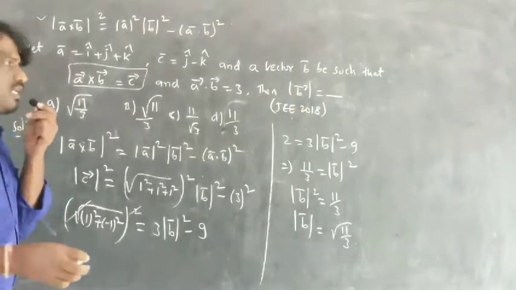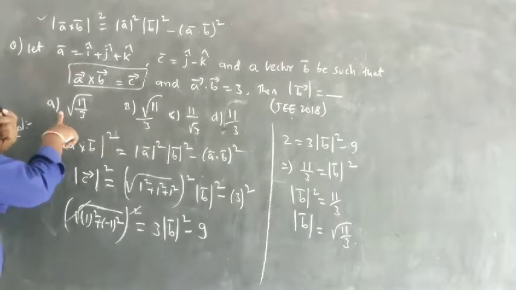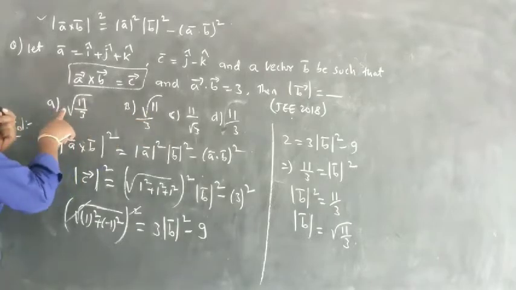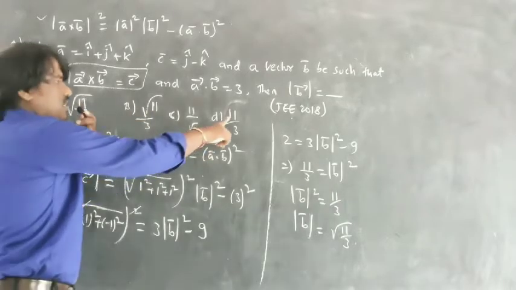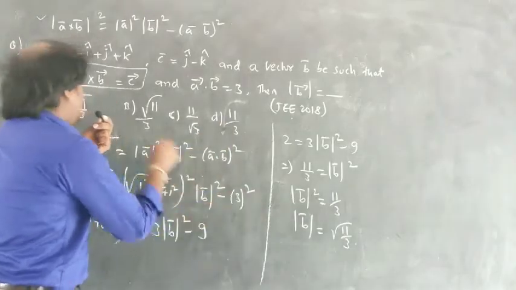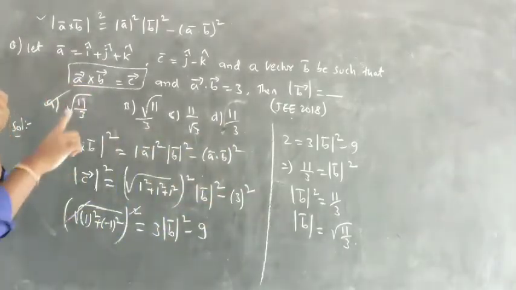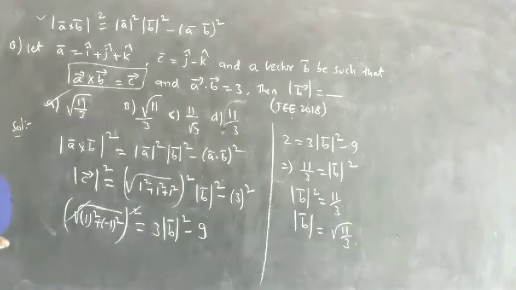See here students, actually the option was option A. By mistake I wrote it wrong. Option A is under square root of 11 by 3. So option A is the right answer. This was asked in JEE 2018. You can check if you want.